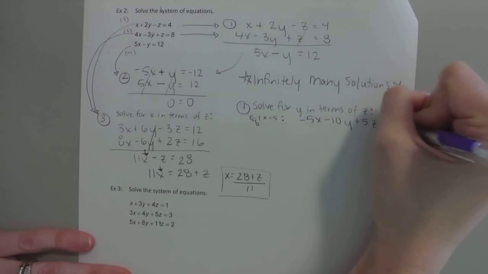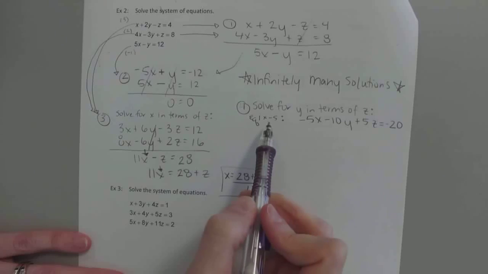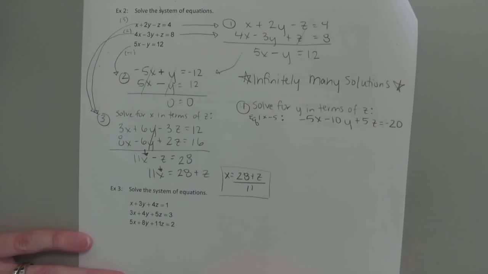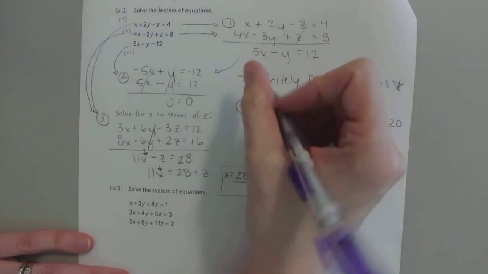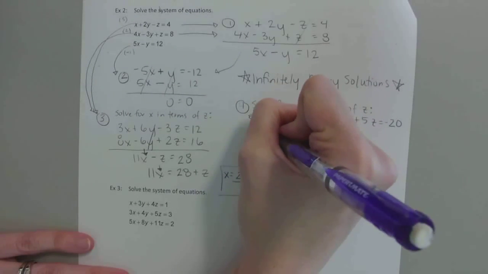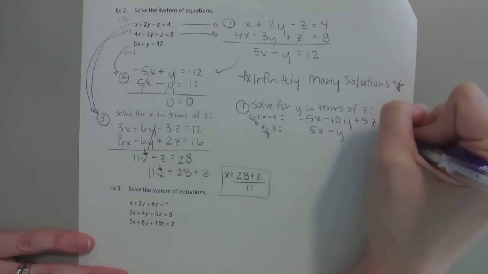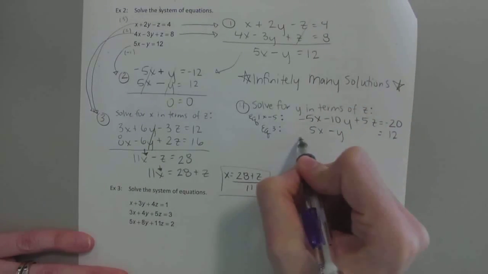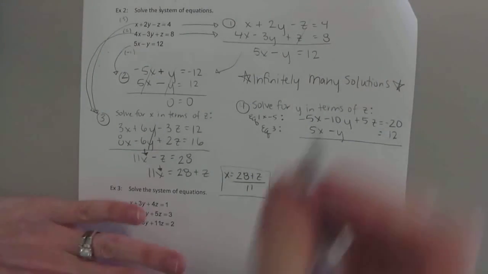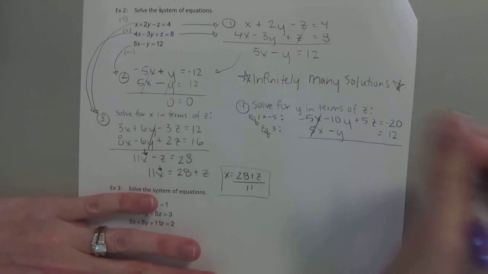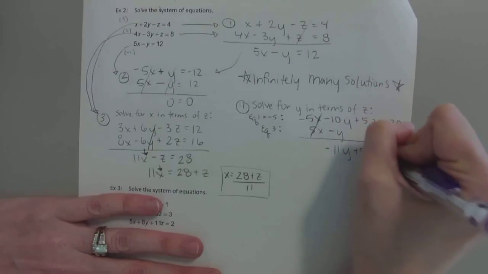Just so you know where this is coming from, because I'm running out of arrows, right? Negative 5 times all of equation 1 will give me negative 5x minus 10y plus 5z equals negative 20. All I did was take equation 1 times a negative 5, so I'm just writing that down. You guys pick which way. If you don't like the arrows, you can do this every time if you need to. And then we're just going to take equation 3: 5x minus y equals 12.